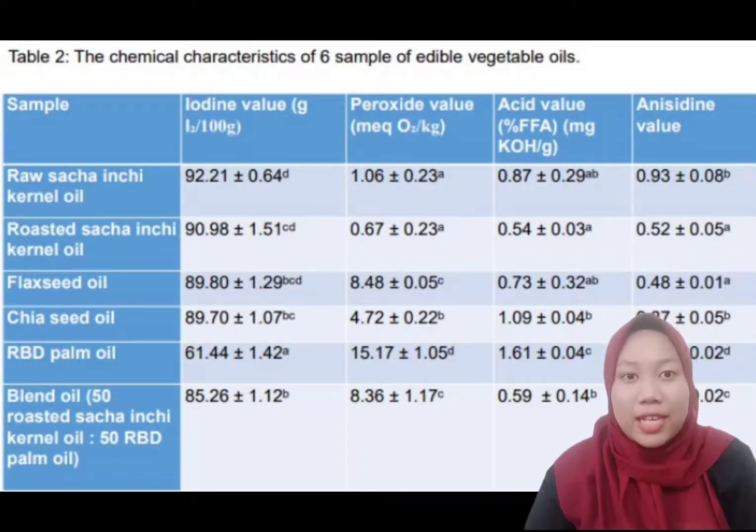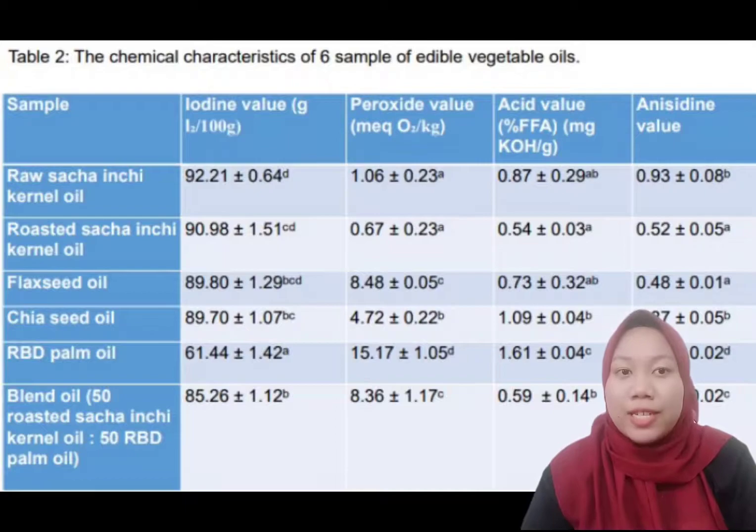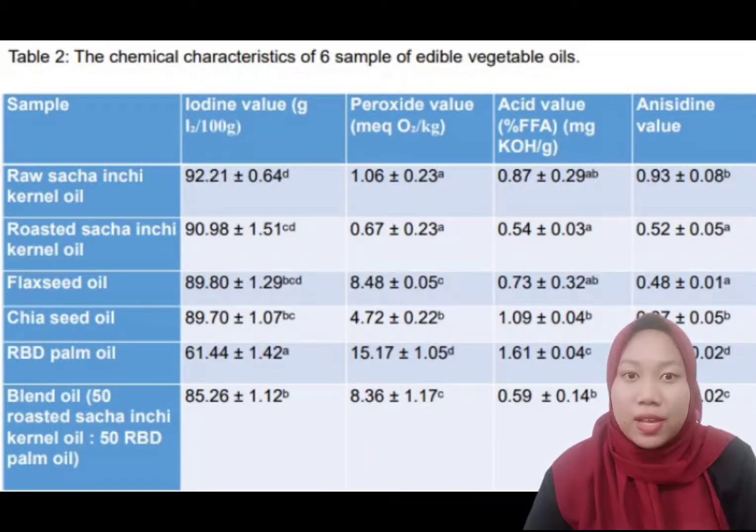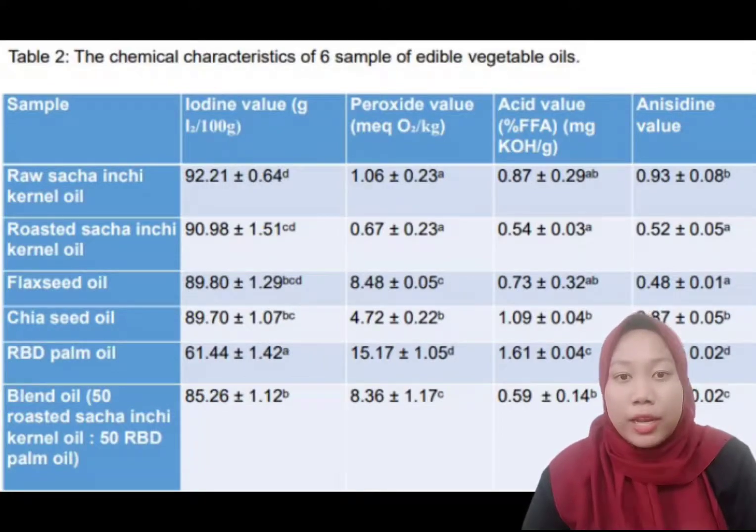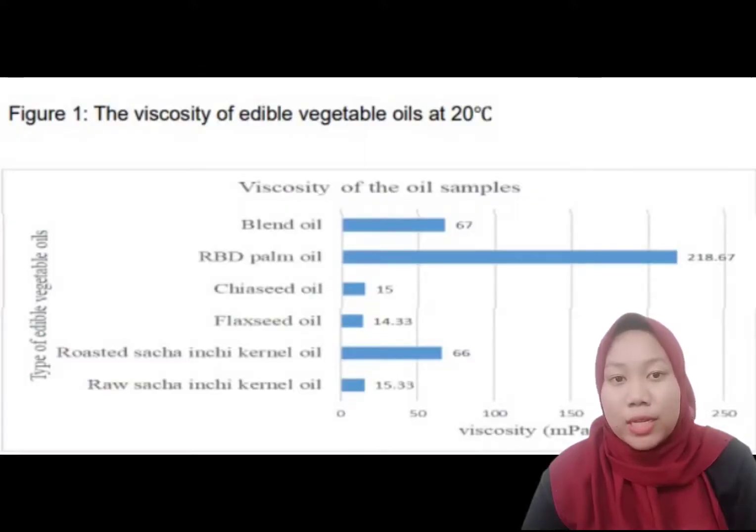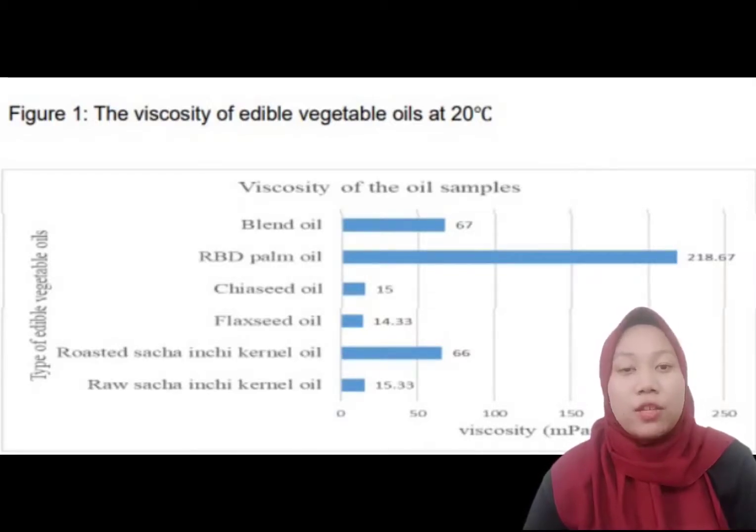On the other hand, the acid value is the measurement of the triacylglycerol that breaks down into free fatty acids, which can cause the quality of the oil to decrease. The result shows that RBD palm oil had the highest acid value compared to the other samples. Next, RBD palm oil was the most viscous. This is because RBD palm oil consists of a high amount of saturated fat.